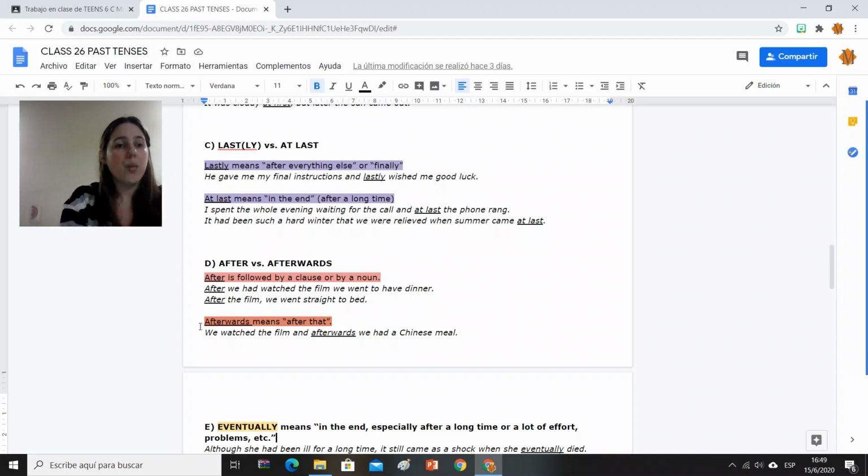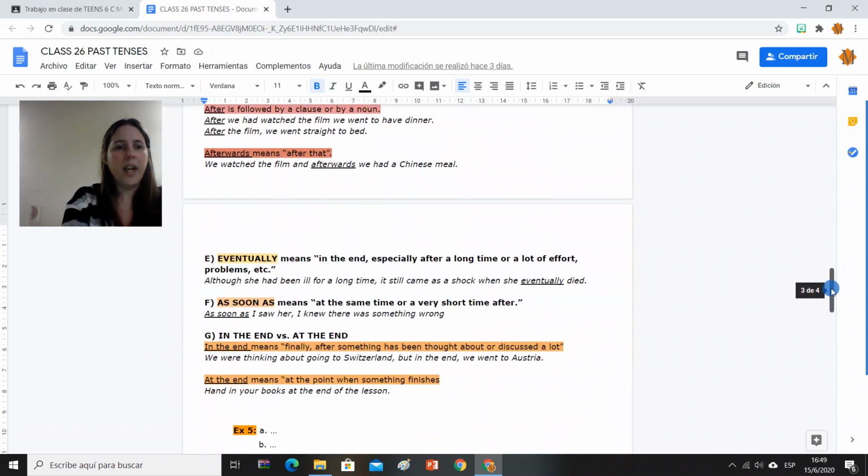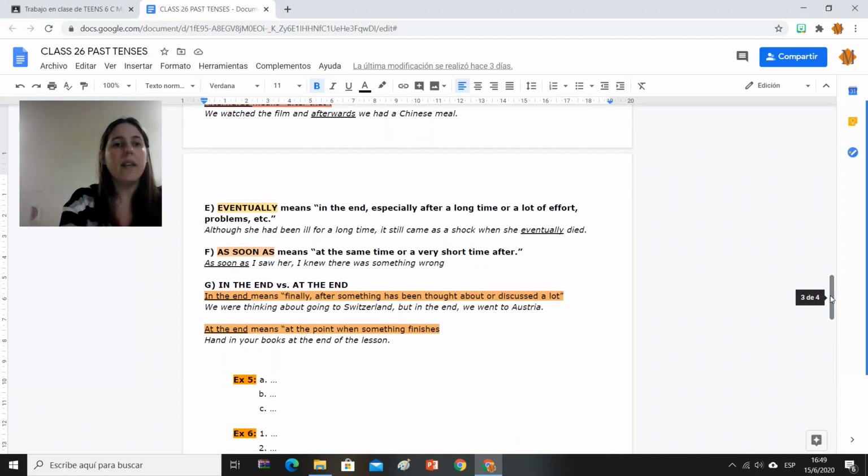En cambio, con afterwards means after that es independiente, solito, es como el meanwhile. ¿Sí? We watched the film. And afterwards, hasta podríamos poner una coma ahí, we had a Chinese meal. O puedo decir, we watched the film. Punto. Afterwards, we had a Chinese meal. Es decir, después del afterwards, ¿sí? No necesito que tenga que haber una oración, una clause y después otra clause. ¿Sí? Es independiente.